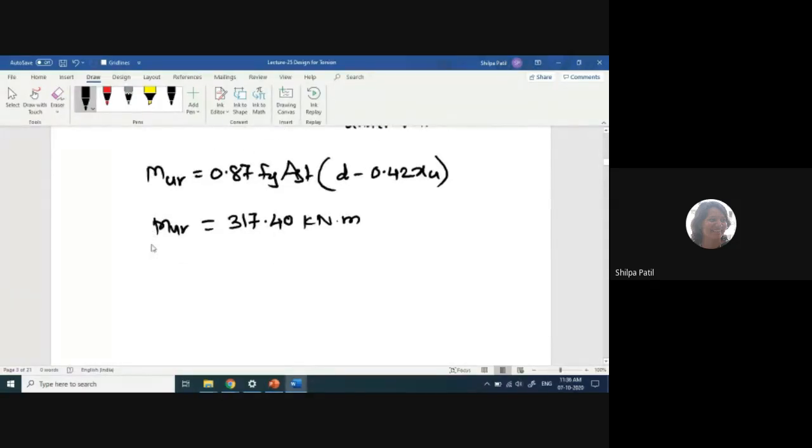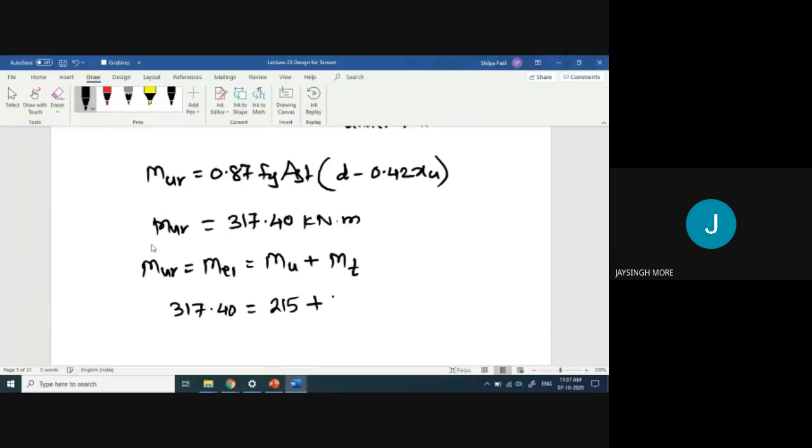Now we have to find out MT. So we know that MUR is equal to ME1, that is equal to MU plus MT. So let us put all these values. MUR is 317.40. MU is a given value. What is the value of MU? 215.52 kilonewton meter. Plus MT. So find out now MT.